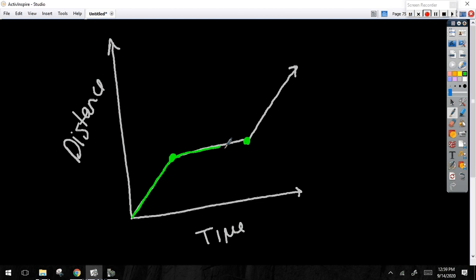Pretend like this is horizontal. What happened here? Did you slow down? You're at the same place. The distance is not changing, but what is changing? So what does that mean you're doing? You're stopped, right? You're just sitting there. And then what happens? It moved again. As distance increased, time increased. Both of them increased. Does that make sense to you? How to read that graph?